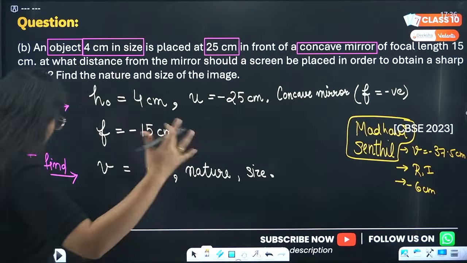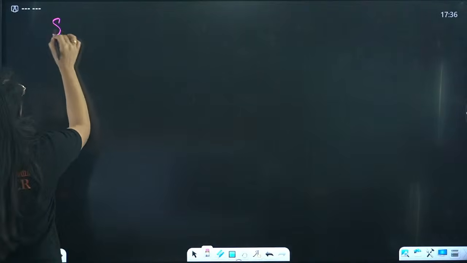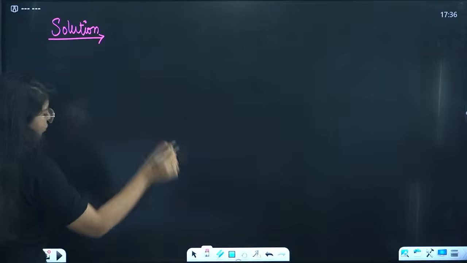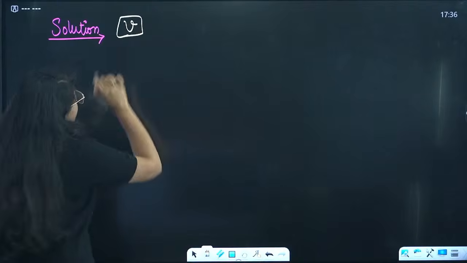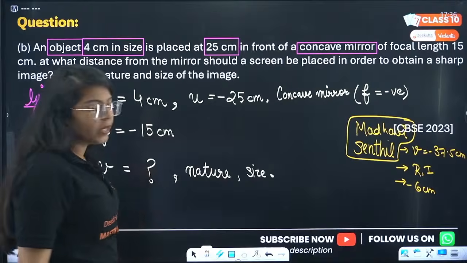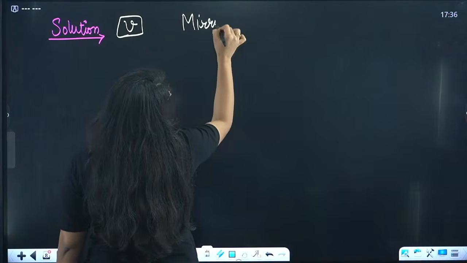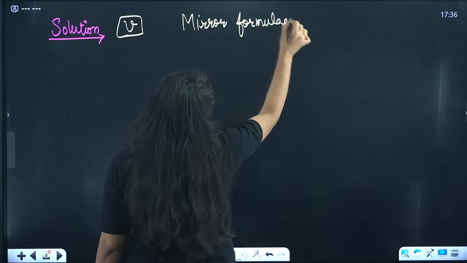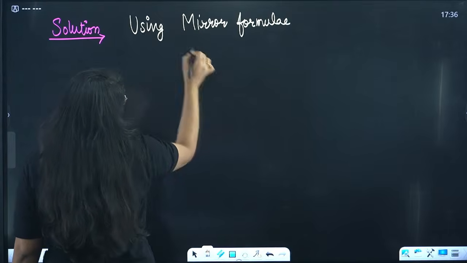Done. Next, let's go to the solution. Okay beta, let's find the solution to this crazy question. We have to find V, and we are given the focal length, so we are going to use the mirror formula. This is exactly what you have to write: using mirror formula, so write the mirror formula.